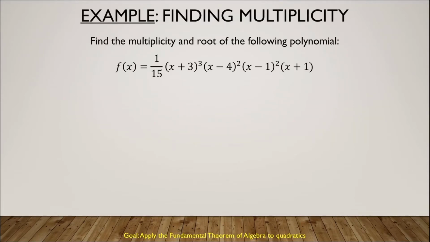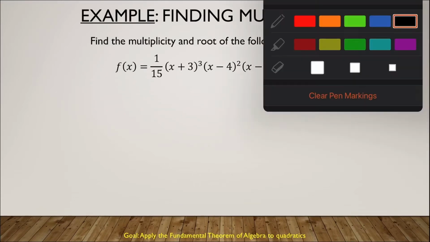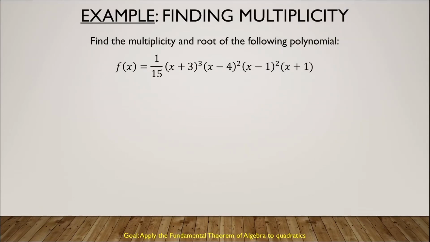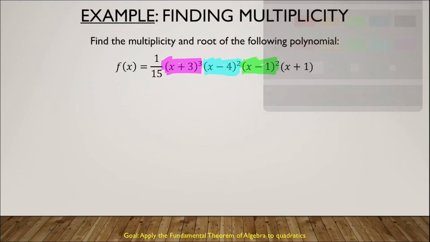Finding multiplicity. Let's find the multiplicity and root of the following polynomial. First of all, I'm just going to highlight the things that we can do. I can do this one, x plus 3. That's the first one. I can do this one, x minus 4 squared. Good thing I have enough colors to do this. And then lastly, that one.